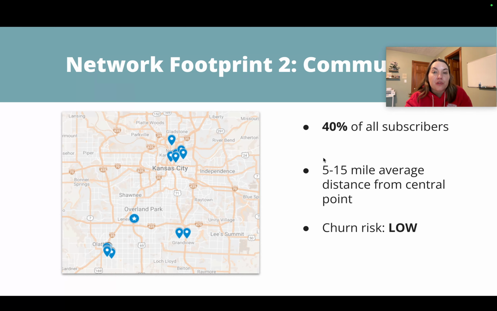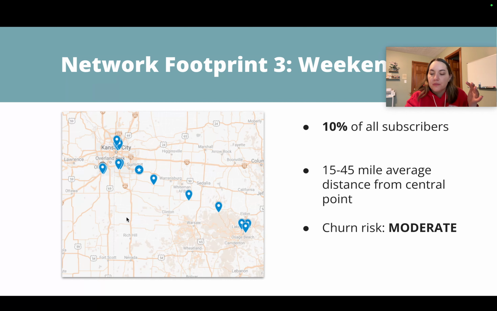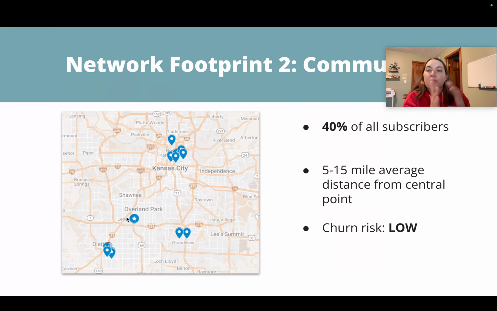The next one was commuters. So you probably lived in one suburb. You lived in the suburb and you worked in the city, or vice versa. You did move a little bit, you traveled a little bit, but not as much as other groups. 5 to 15 miles. That's about your monthly radius from your center point. And typically they didn't leave as much as others.